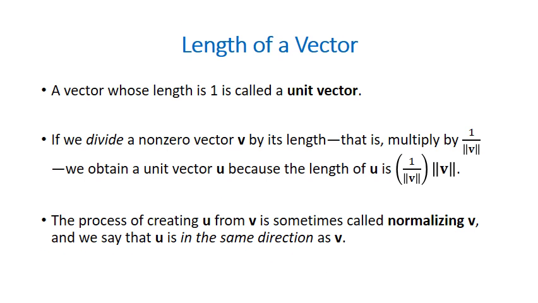If we have a vector of length 1, this is known as a unit vector. If we divide a vector by its length, then we obtain the unit vector. Sometimes it's called normalizing, but really what we want to do is identify if we have a vector of length 1 or not.